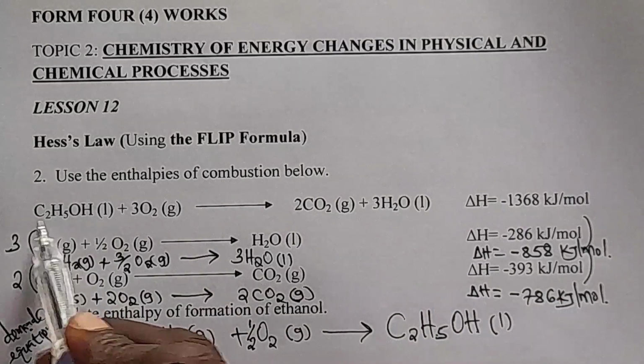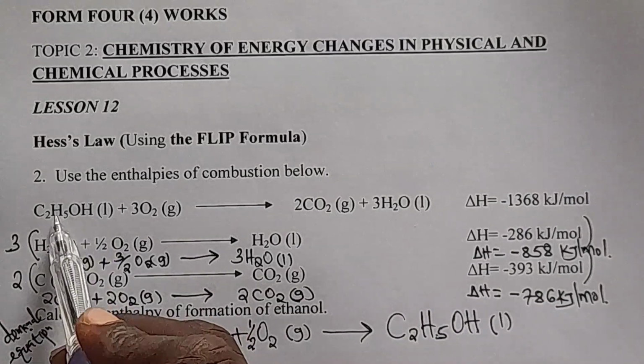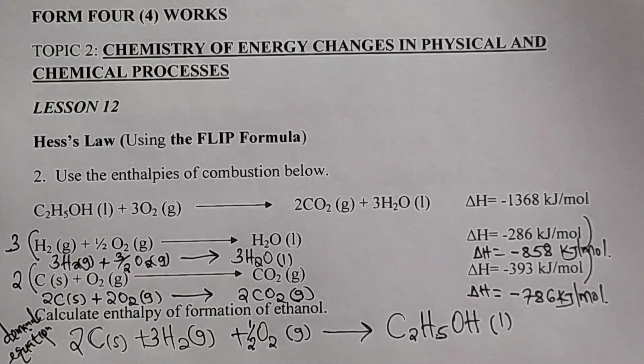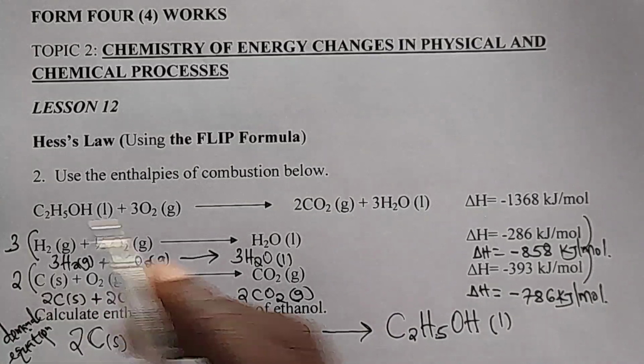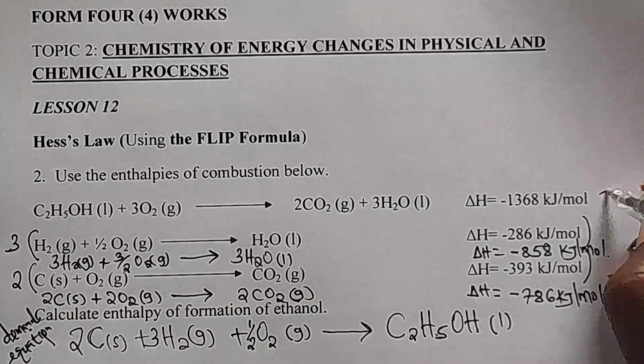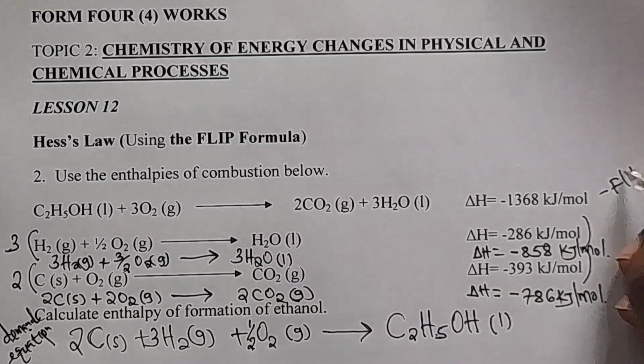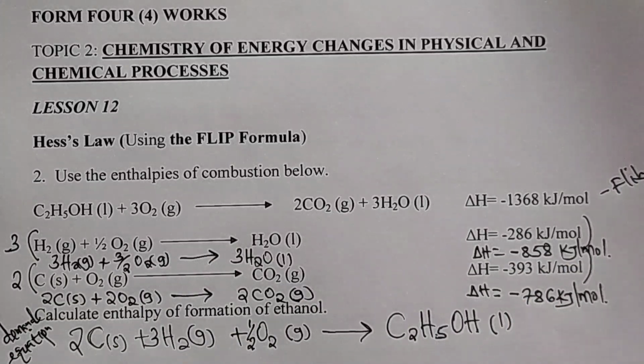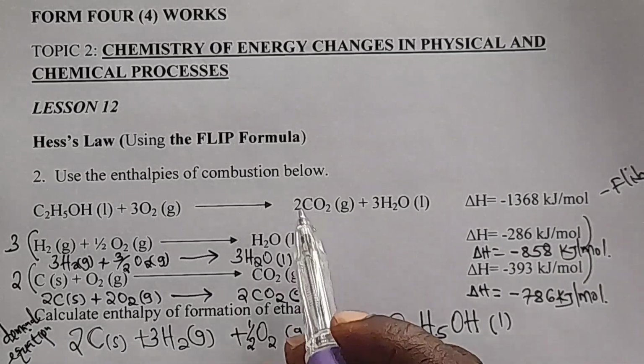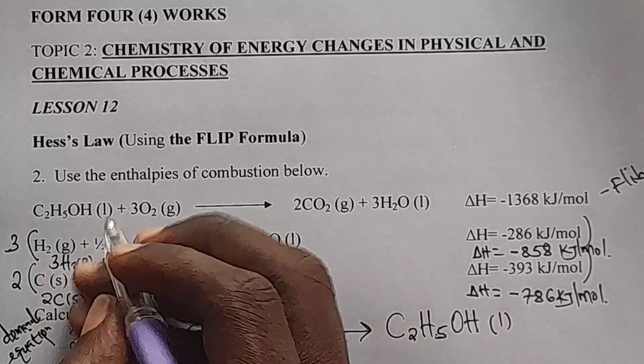So lastly, we have here ethanol, but ethanol is on the product side, whereas the ethanol that we have here is on the reactant side. So what we are supposed to do is, we flip this equation, or we reverse the equation. If we check the mole of ethanol that we are supposed to have is 1 mole, so here is 1 mole. So there's no need of multiplying by 2 or 3. So you flip that equation, or you reverse. Okay, what do we mean by reverse?